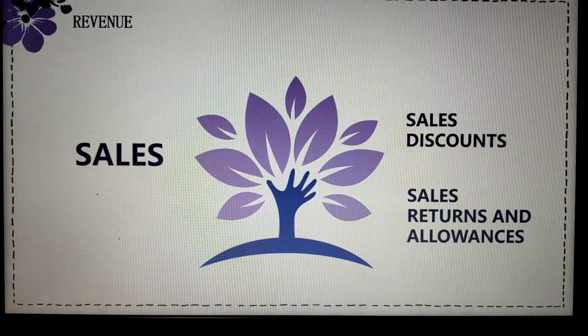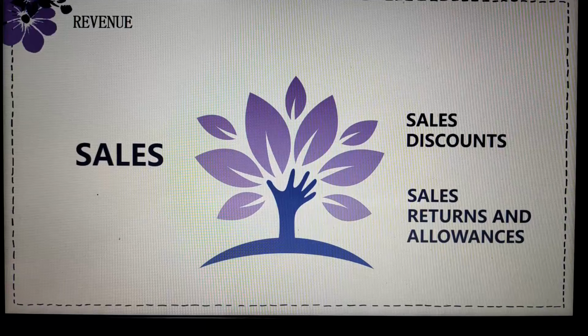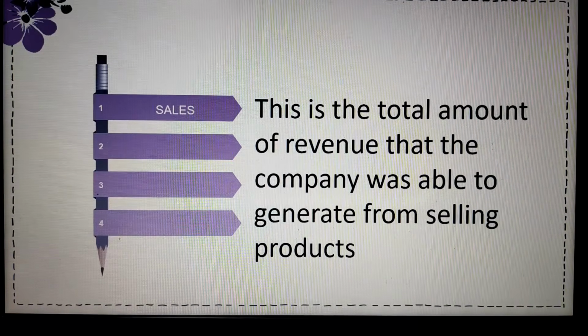So, revenue. The revenue in the multi-step is sales. Muna siyang ginatawag na sales. And this sales has two contra accounts. These are sales discounts and sales allowances. So what are these? Sales. This is the total amount of revenue that the company was able to generate from selling the products.